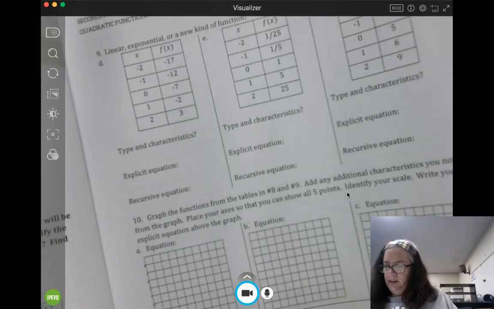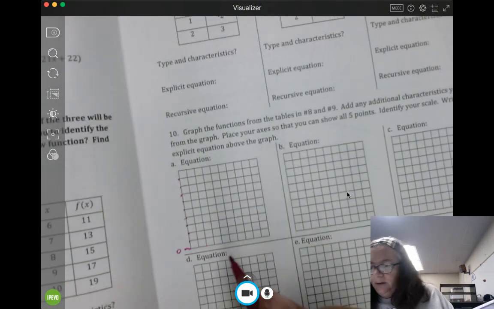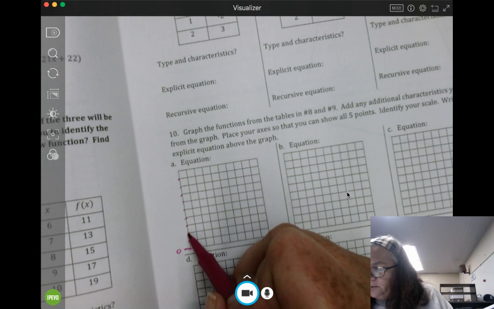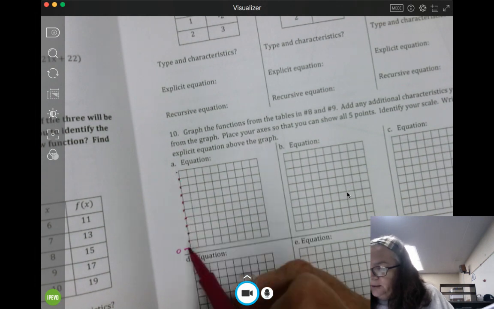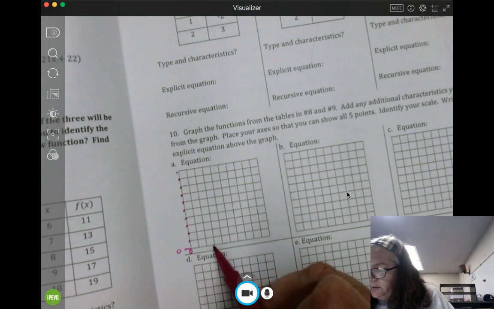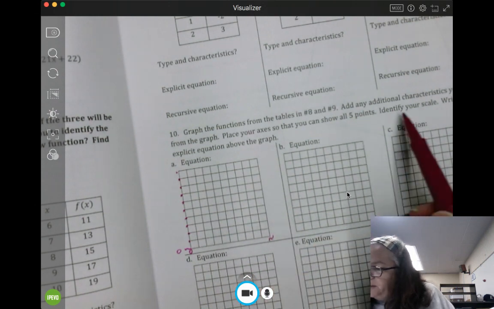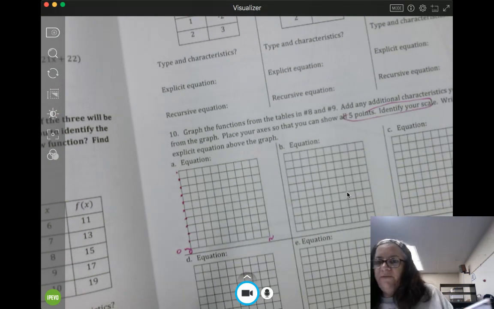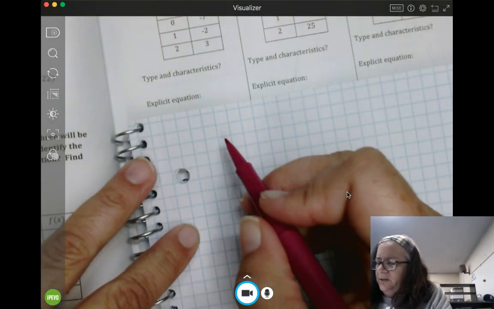So for number 8, let's look at this. If you count the bottom as 0, then this goes up to 10. 1, 2, 3, 4, 5, 6, 7, 8, 9, 10. Same thing, if you count this as 0, this goes to 10. But they want us to identify the scale and show all 5 points. So I'm going to do this in my graph notebook, and you probably want to also.